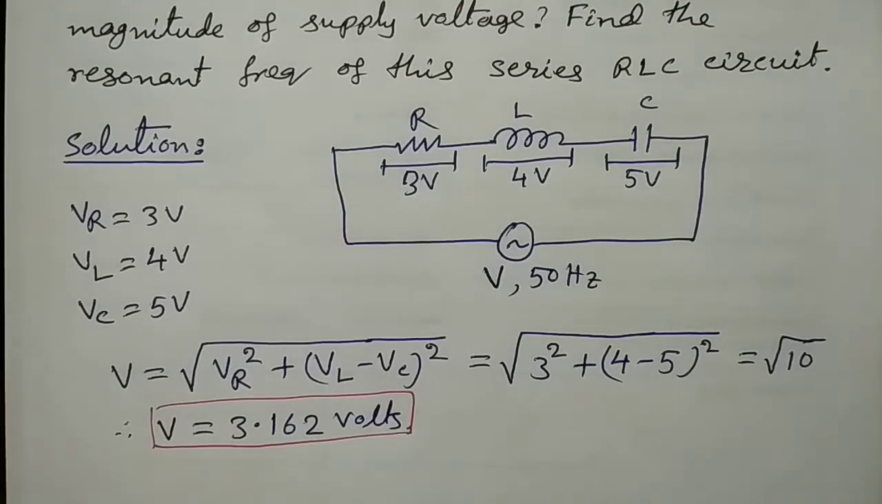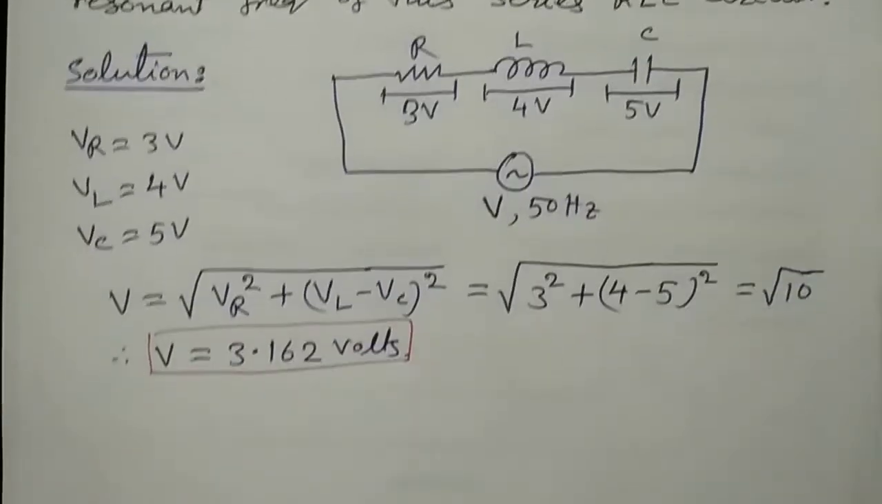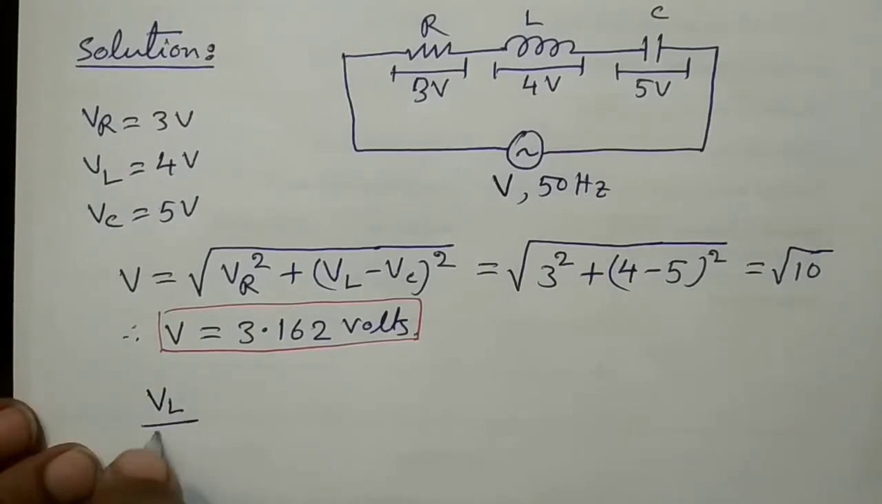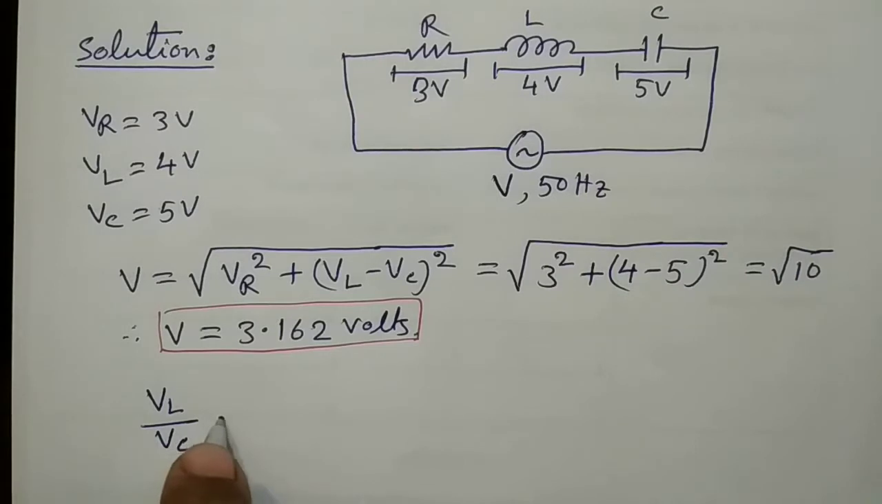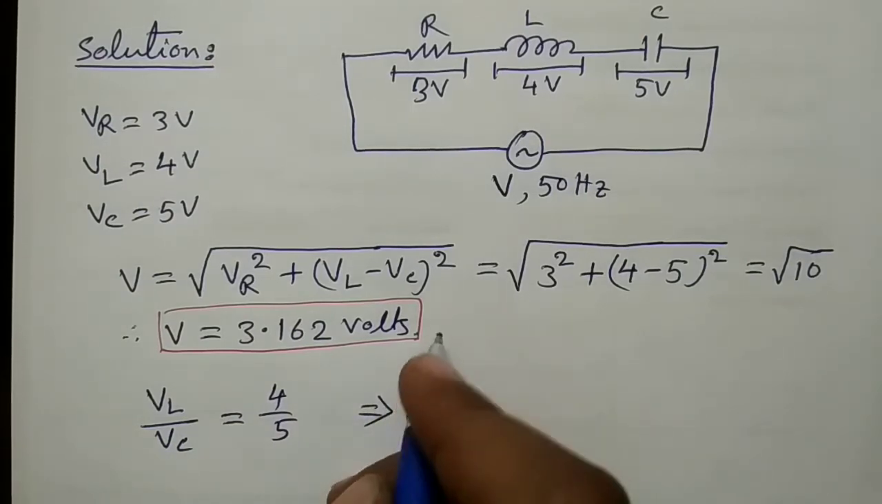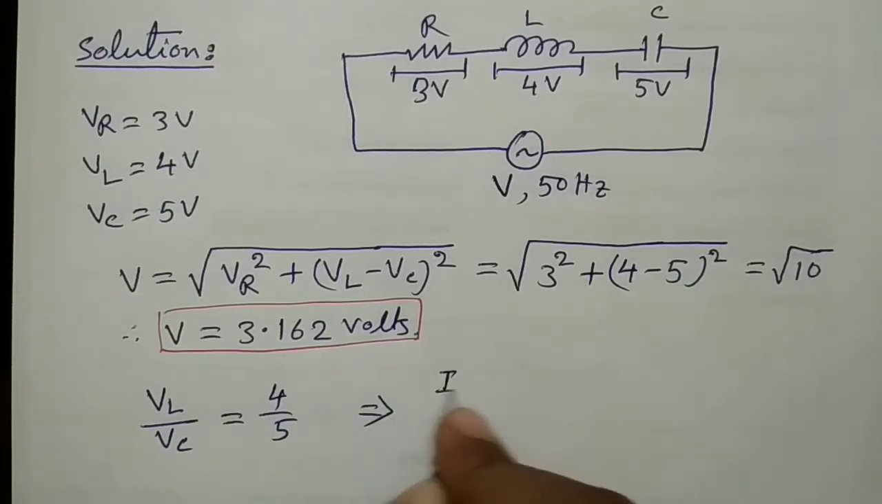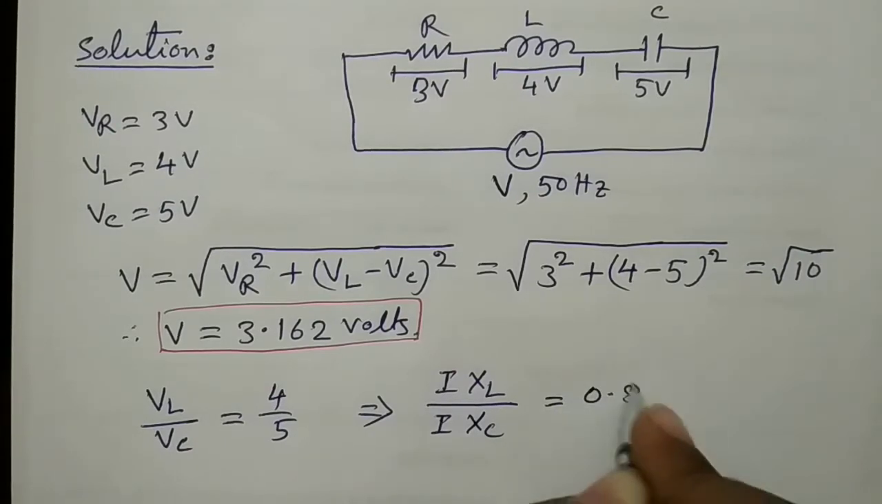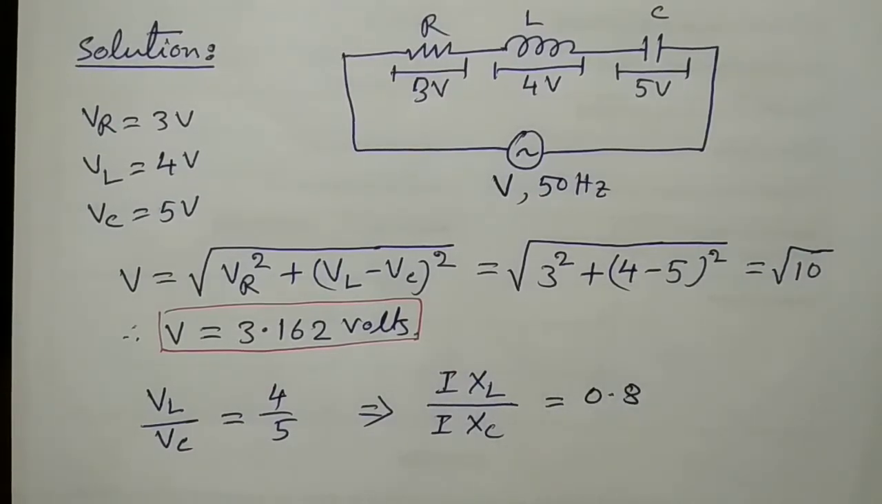In the next part of the question, we have to find the resonant frequency of this circuit. So let's try to find the value of VL upon VC. It is 4 upon 5, where VL is I into XL and VC is equal to I into XC. So it is 0.8. The I are cancelled from numerator and the denominator.